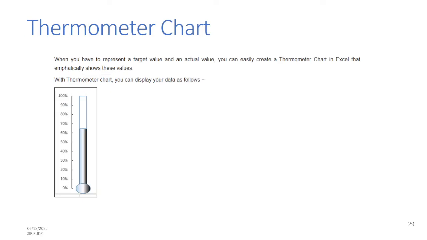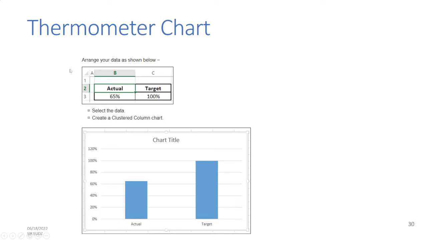Thermometer chart. When you have to represent a target value and an actual value, you can easily create a thermometer chart in Excel that emphatically shows these values. With a thermometer chart, you can display your data as follows. So it is something like this. This is more or less 100%, and this is our value. So how do we do it?